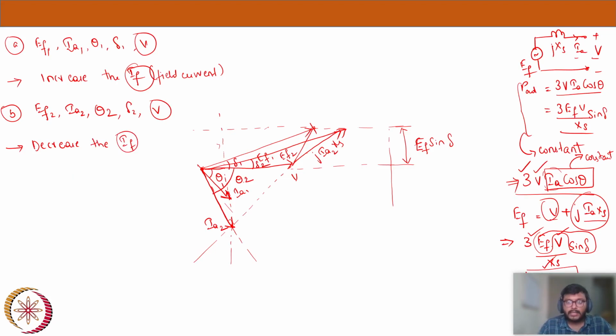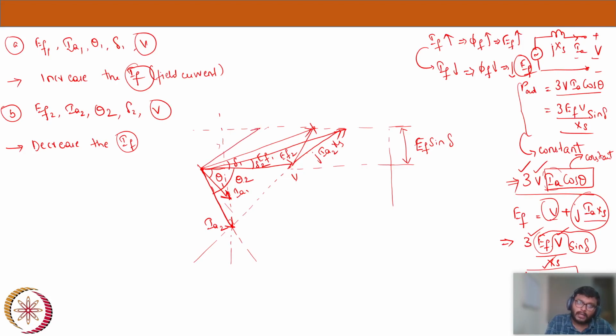Okay, previously I had increased phi f and EF increased. Now I have decreased it, which means the flux per pole reduces and my excitation will go down. Since excitation is reduced, previously it was this one and it should be somewhere here, right? So this has to be the new EF3.